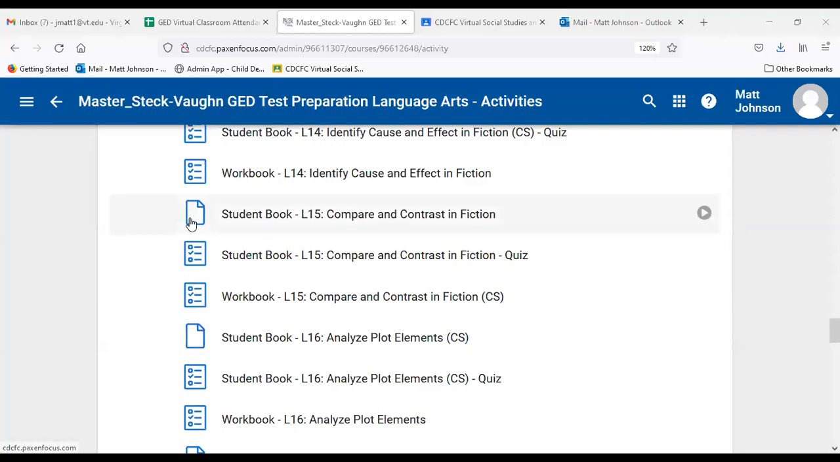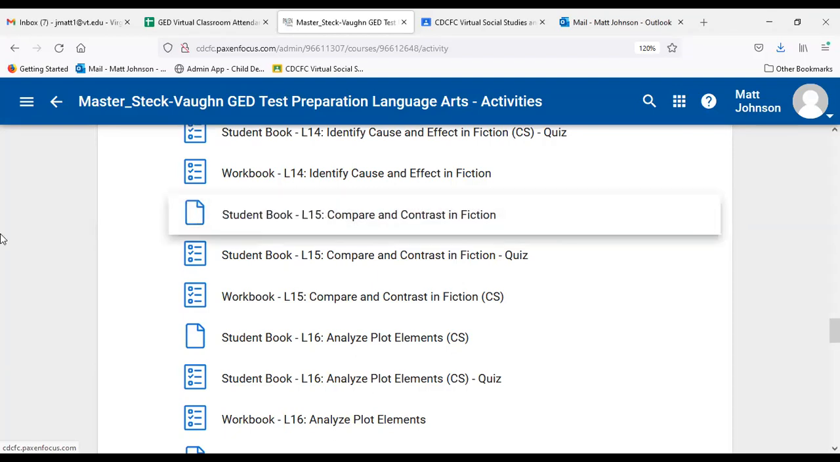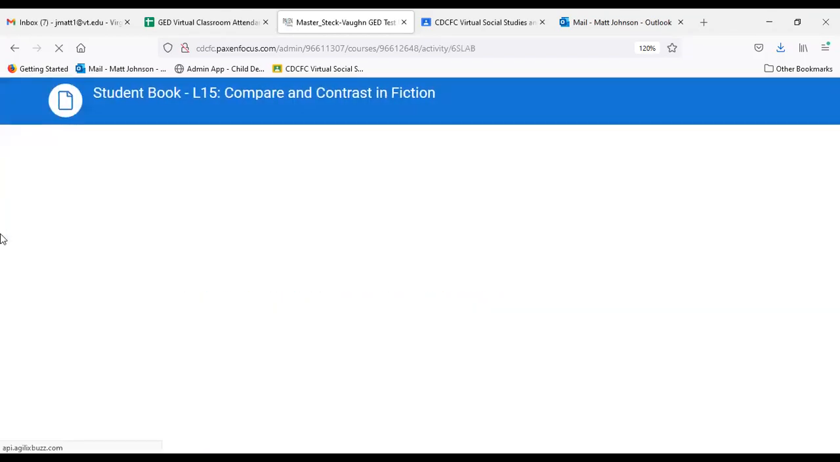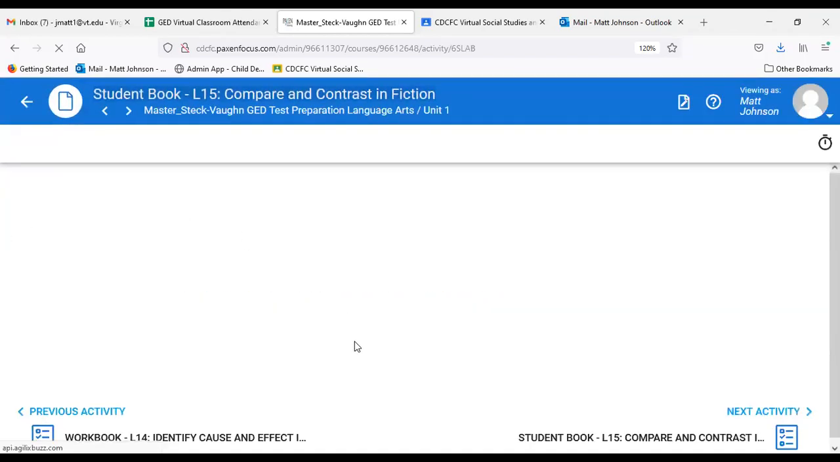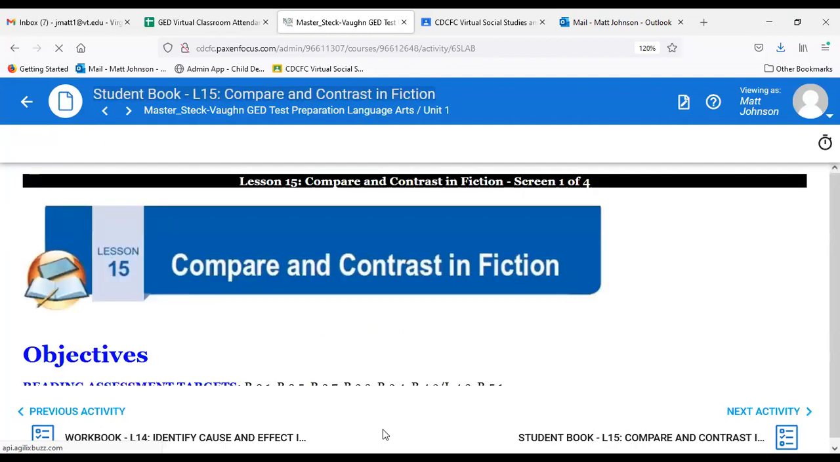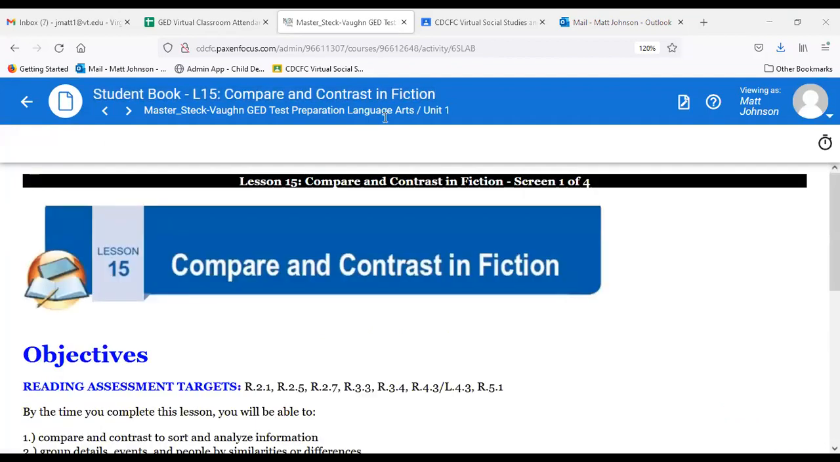So let's see here. Unit 1, lesson 15, compare and contrast. Let's see, make sure everybody gets in here first.